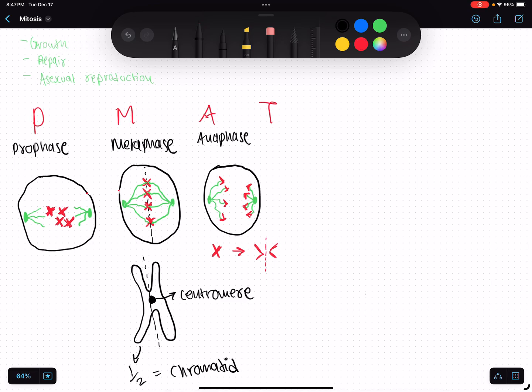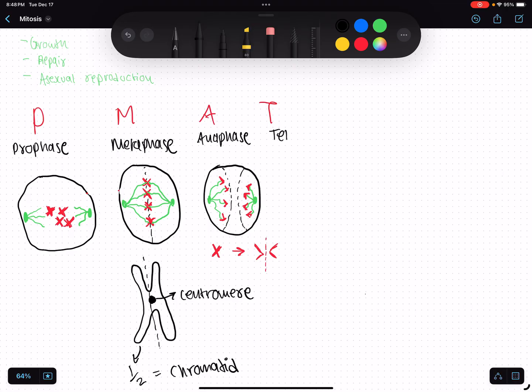Now if you visualize, my cell diagram is a little small, but if you see over here, they are now considered to be at opposite poles of the cell. They are now at opposite ends of the cell. So in anaphase, the spindle fibers pull the sister chromatids apart and move them to the opposite poles of the cell.